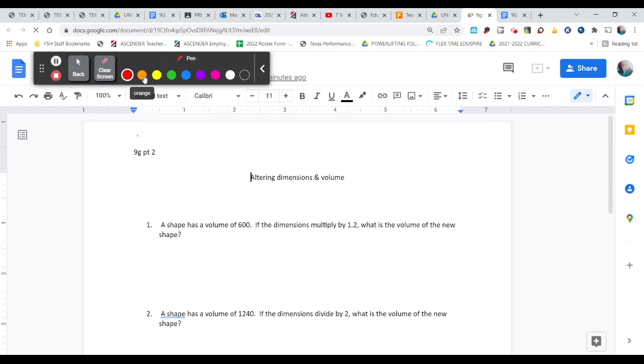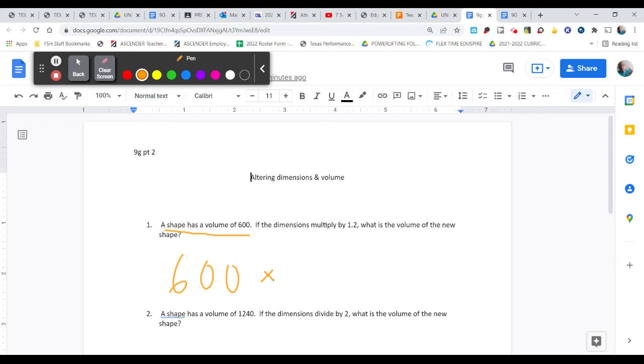All right, so a shape has a volume of 600. If the dimensions multiply by 1.2, what's the volume of the new shape? So to find the volume of the new shape, if we know the original volume is 600, and the dimensions multiply by 1.2, we're going to multiply 600 by what? 1.2 cubed.